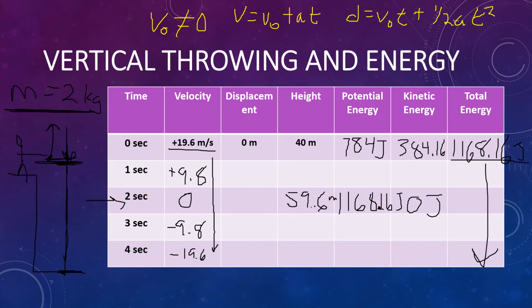Okay, remembering what I knew from before, displacement is the ending height minus the starting height. So my displacement is going to be positive. This time it's positive because it's going up above my hand, 19.6 meters. All right? So I just filled in that row.